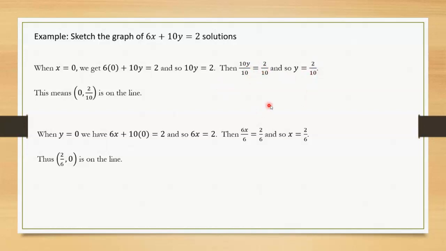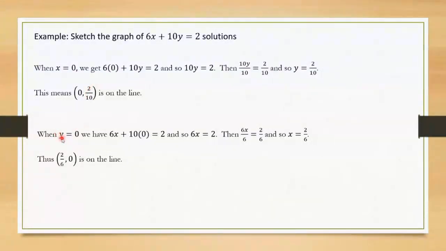Which you can write as 1 over 5. You can write it as a decimal, you know. We get the point (0, 2 over 10). Beautiful. That's 1 point on the line. We need another one, right?